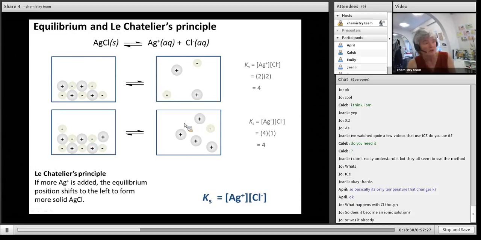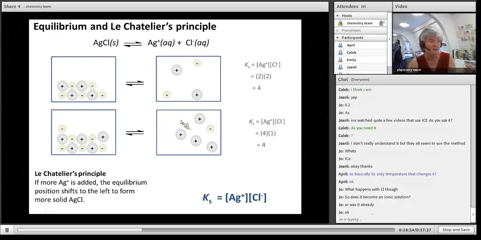Right up here, it was an ionic solution. So I had my silver chloride, I dissolved it in water. Most of it didn't dissolve, but a tiny, tiny bit did. So I really had an ionic solution. And then I added something like silver nitrate, which is totally soluble. So I didn't bother showing my nitrate ions. I've just shown my silver ions. Okay? And this reaction had to move over to the left just to keep my Ks the same.